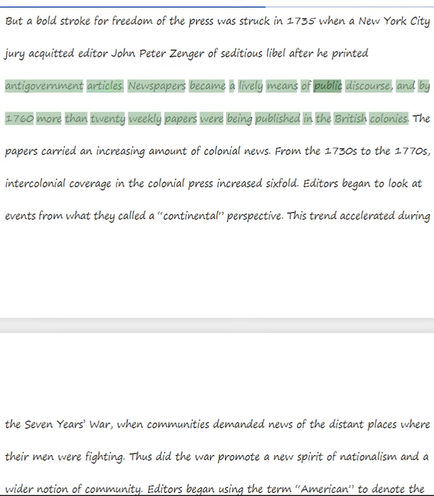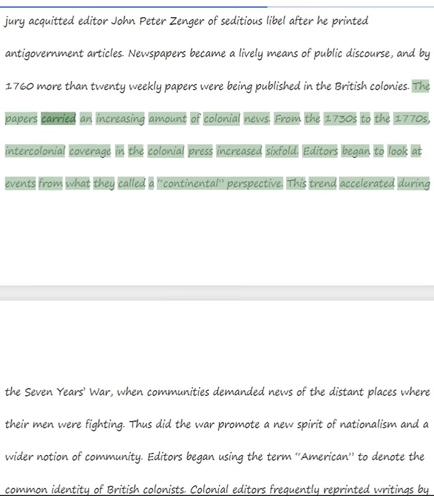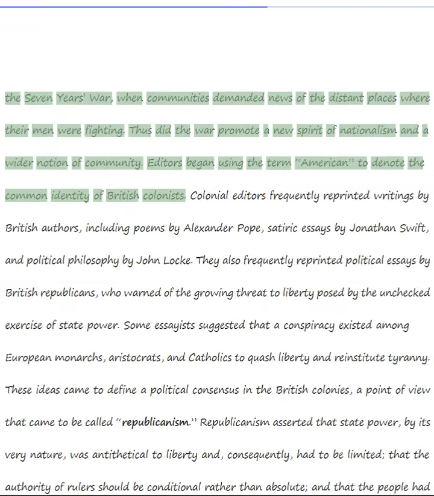Newspapers became a lively means of public discourse, and by 1760 more than 20 weekly papers were being published in the British colonies. The papers carried an increasing amount of colonial news. From the 1730s to the 1770s, intercolonial coverage in the colonial press increased sixfold. Editors began to look at events from what they called a continental perspective. This trend accelerated during the 7 Years' War, when communities demanded news of the distant places where their men were fighting. Thus did the war promote a new spirit of nationalism and a wider notion of community.